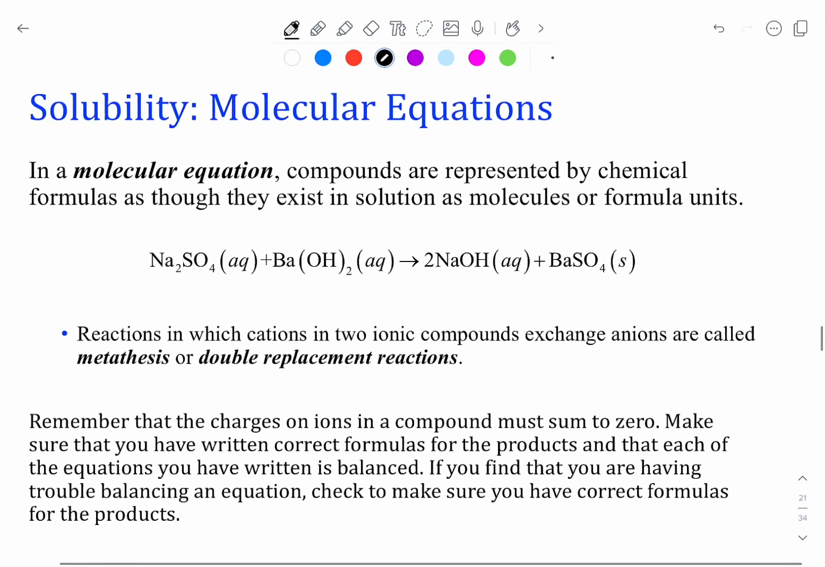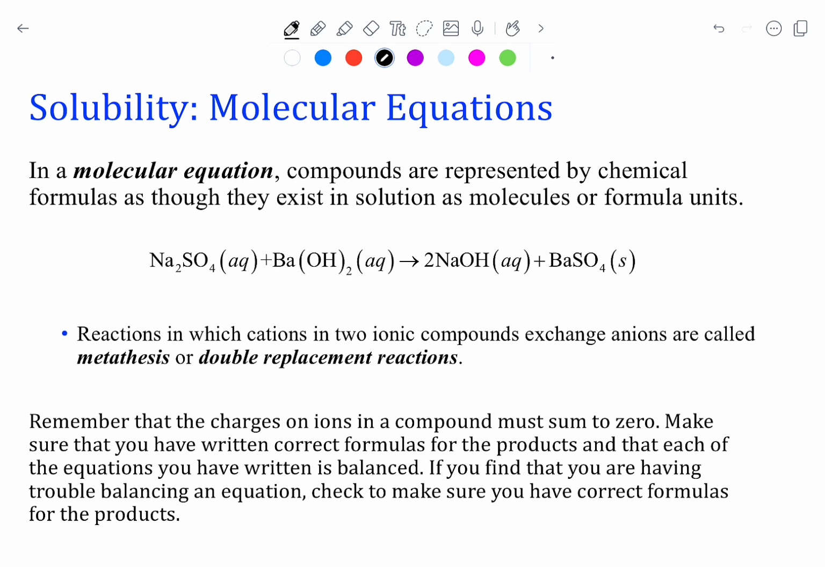Okay, so when we mix solutions together and form a precipitate, we can write balanced chemical equations because a chemical reaction is occurring in the formation of that precipitate. So solubility and precipitation reactions have very specific chemical equations. And we can break those down into 3 different types of chemical equations.